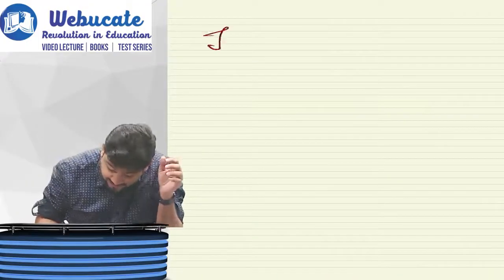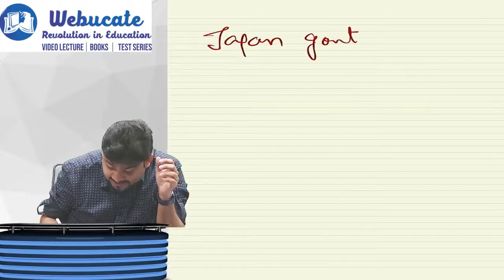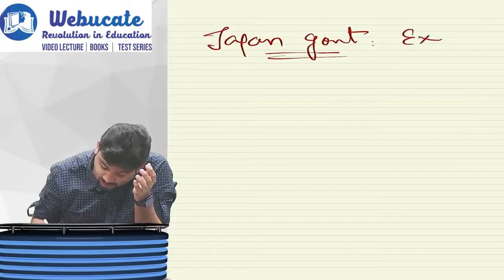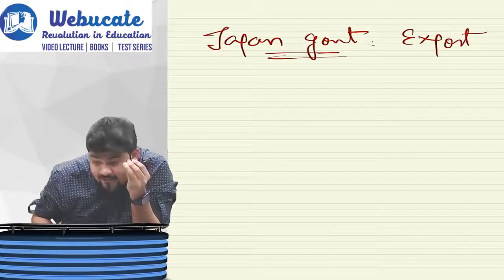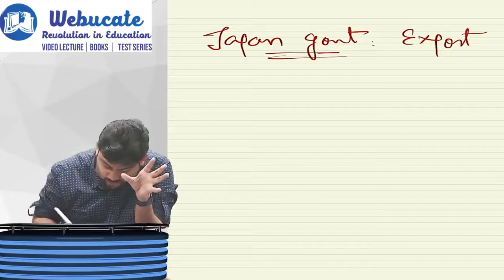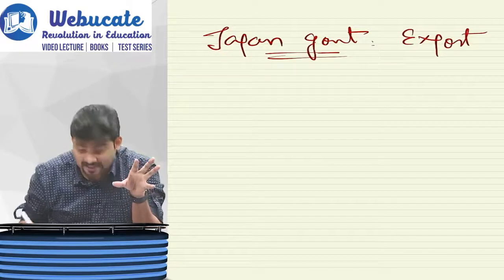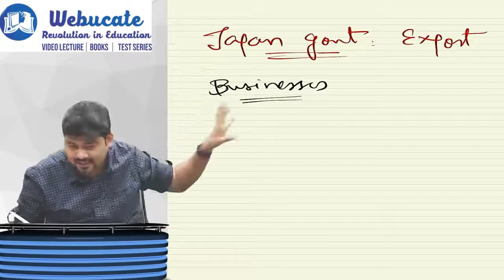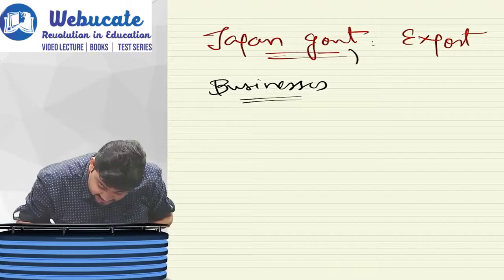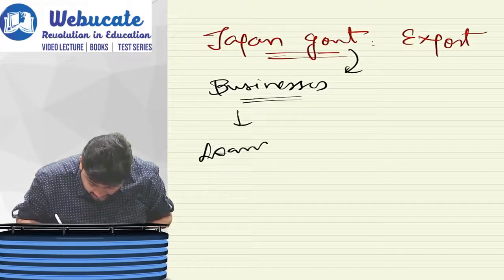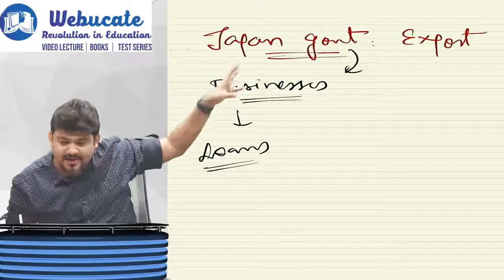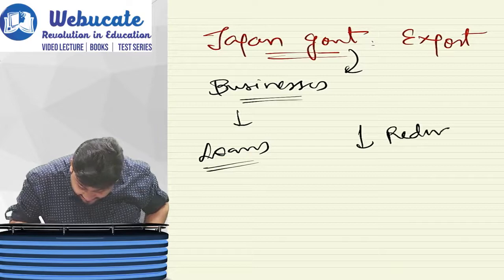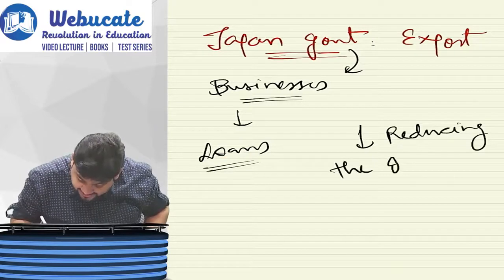Now the Japanese government realized that other countries are looking for alternatives. Japan didn't want to lose their export benefits. They wanted to export as much as possible. So the government interfered and said, okay, don't worry, we will help the businesses. But how can a government help businesses? By giving loans. How does a government help a business by giving a loan? By reducing the interest rate.